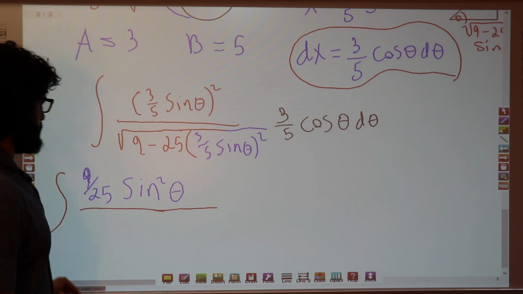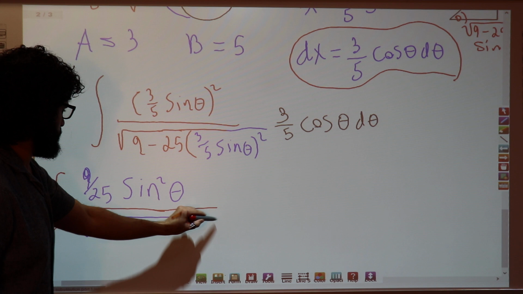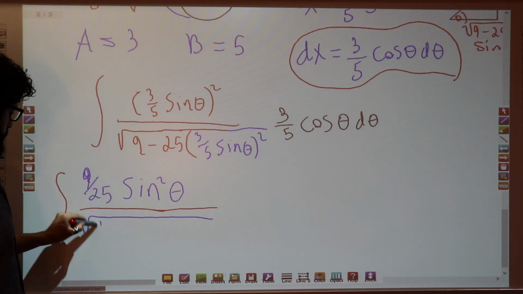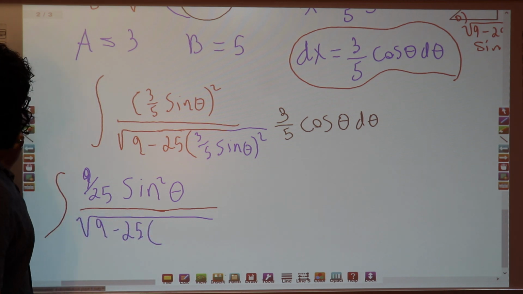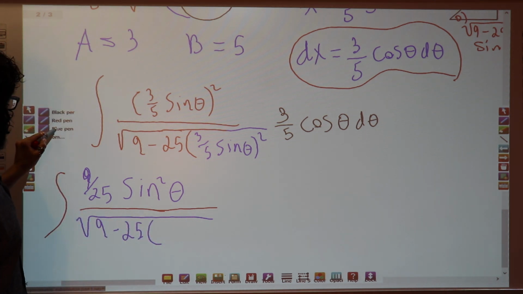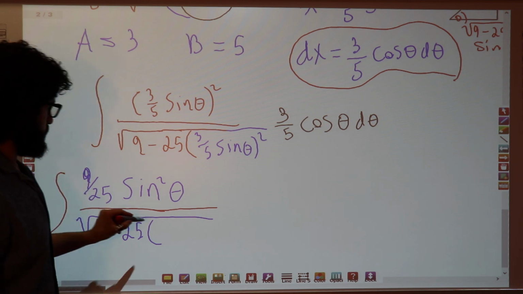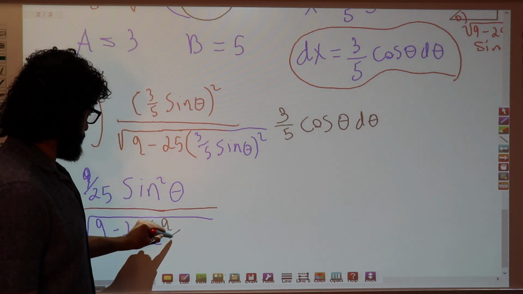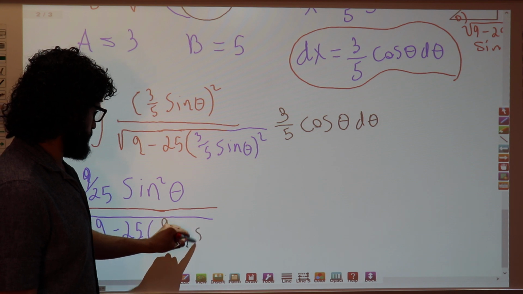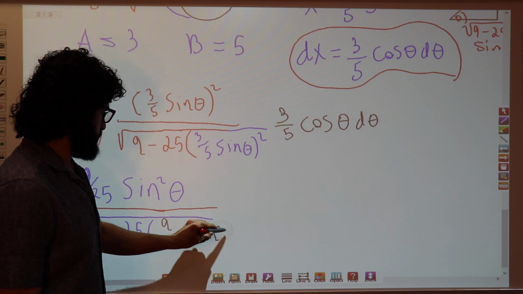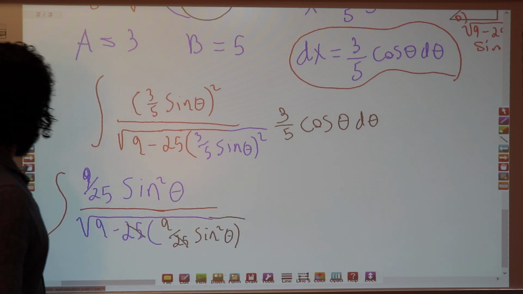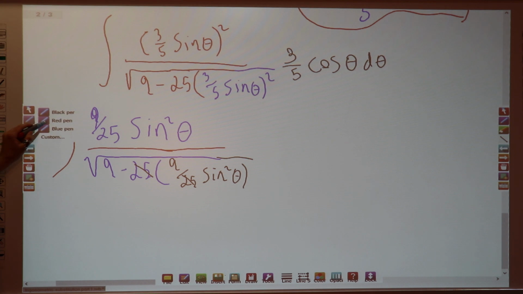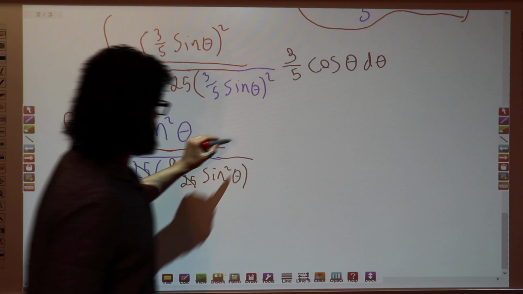Sine squared theta. In the bottom, 9 minus 25, 9 over 25, different color, yes, good job. Red, black, okay. 9 over 25 sine squared theta. Good. Now cancel 25 with 25. D theta, hold on, 3 over 5. You forgot the 3 over 5 cosine theta d theta.